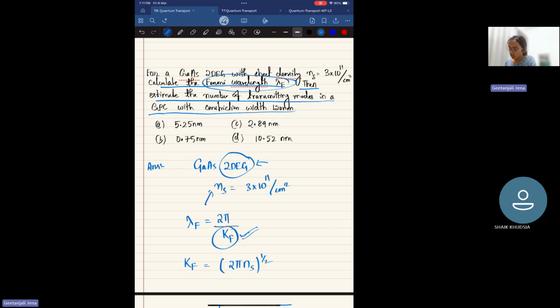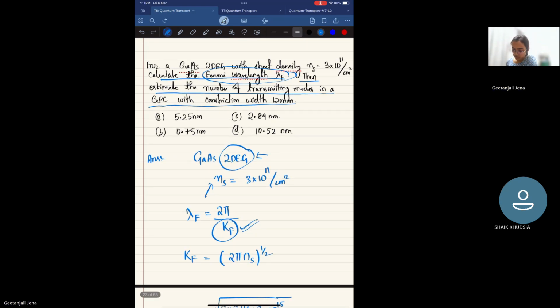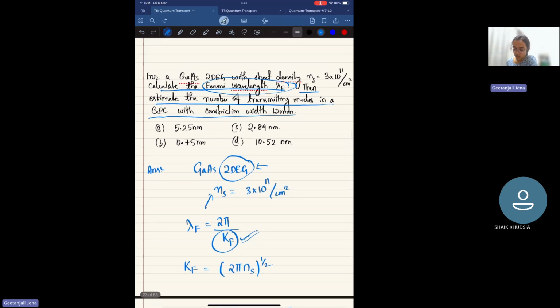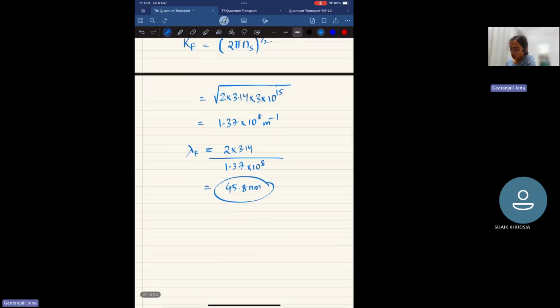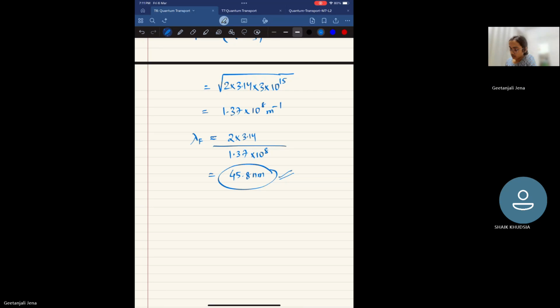Estimate the number of transmitting modes in the constriction. Okay, so whatever values are given, we need to find the number of transmitting modes. So this won't be in nanometers; these are unitless because these are numbers of modes. So we have calculated what is kF. I hope the answer is correct. 3.6.